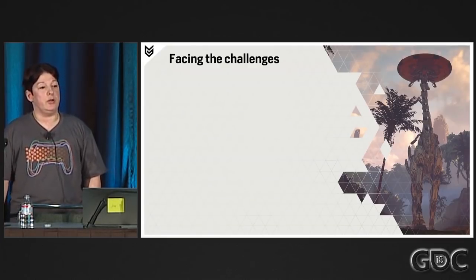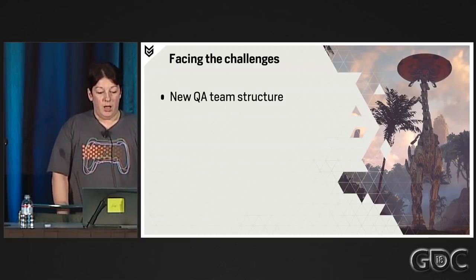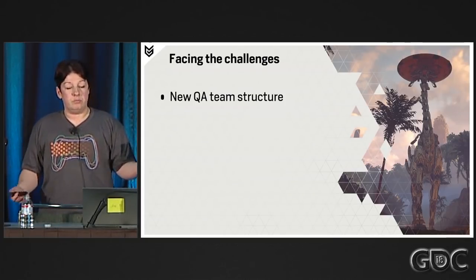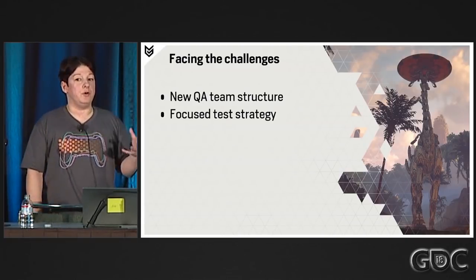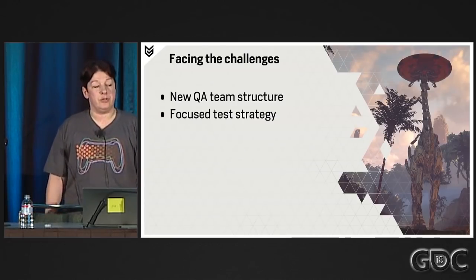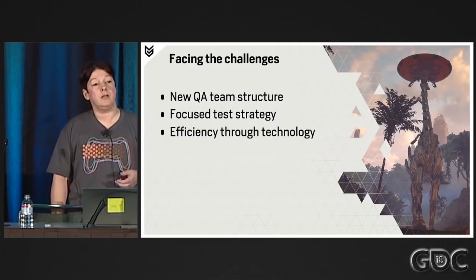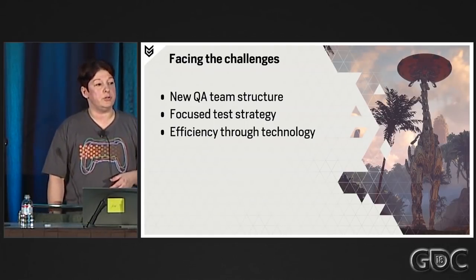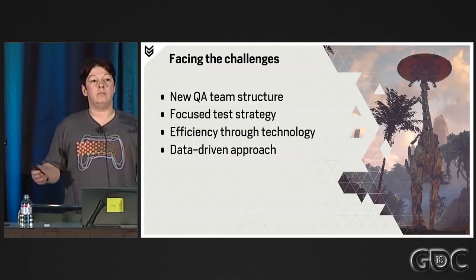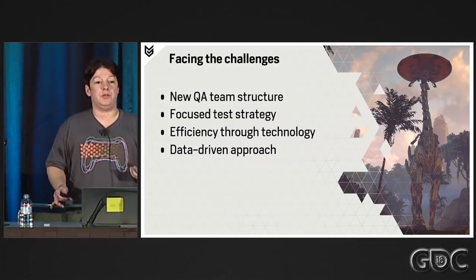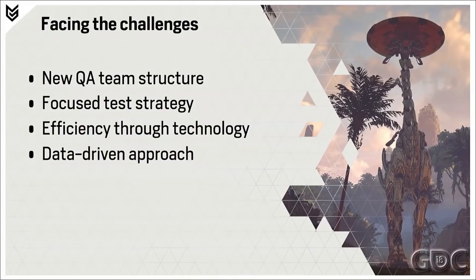I'm just going to summarize here the components, and I'm going to go into detail for each of them later. But basically, we came up with a new team structure for our internal QA. We came up with a test strategy that was focused on what we thought was important and relevant. We used a lot of tools to help our efficiency in testing and to make our testing more informative for the developers. And we used a bunch of data to help us reorient our test strategy when needed. So what it all comes down to is people, processes, tools.